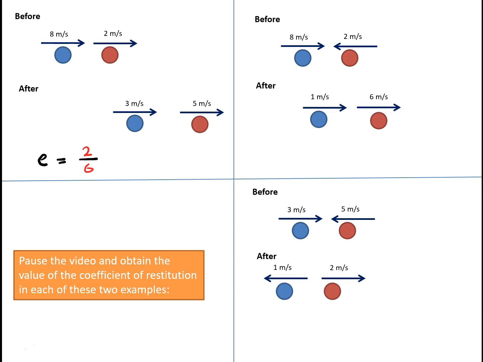In the first case, the speed of approach is 10 meters per second, the speed of separation is 5 meters per second, so we've got E is 5 over 10, which is a half. In the second example, we have a speed of approach of 8 meters per second, a speed of separation of 3 meters per second, so we have E is 3 divided by 8.